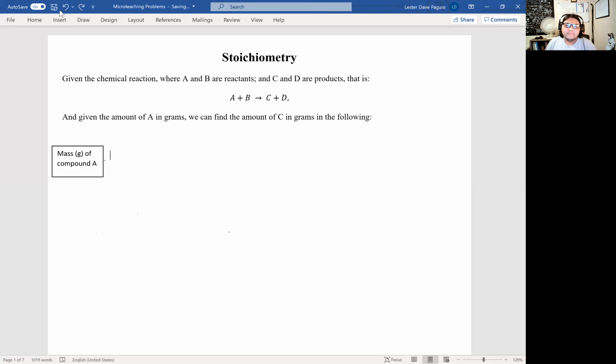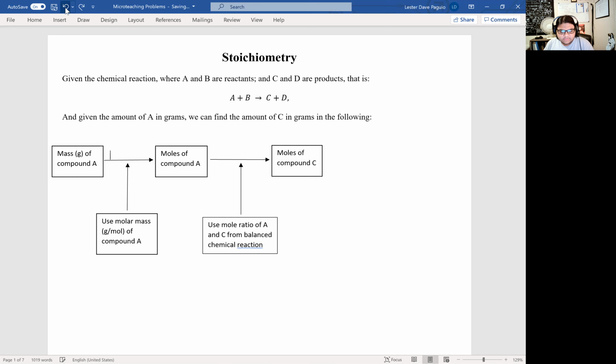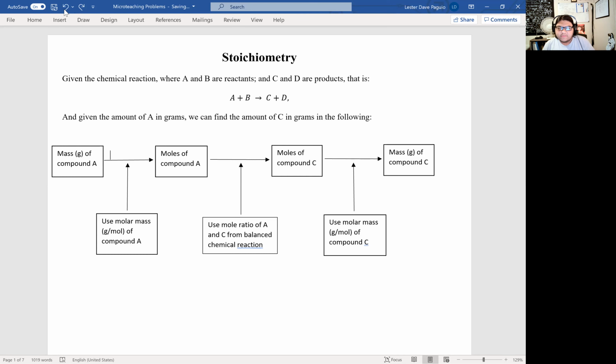In order to find the moles of compound A, we would need to use the molar mass, grams per mole, of compound A to get the moles of compound A. Then we would need to use the mole ratio of A and C from the balanced chemical reaction to get the moles of compound C. And then we would need to use the molar mass, or grams per mole, of compound C to get the mass in grams of compound C.